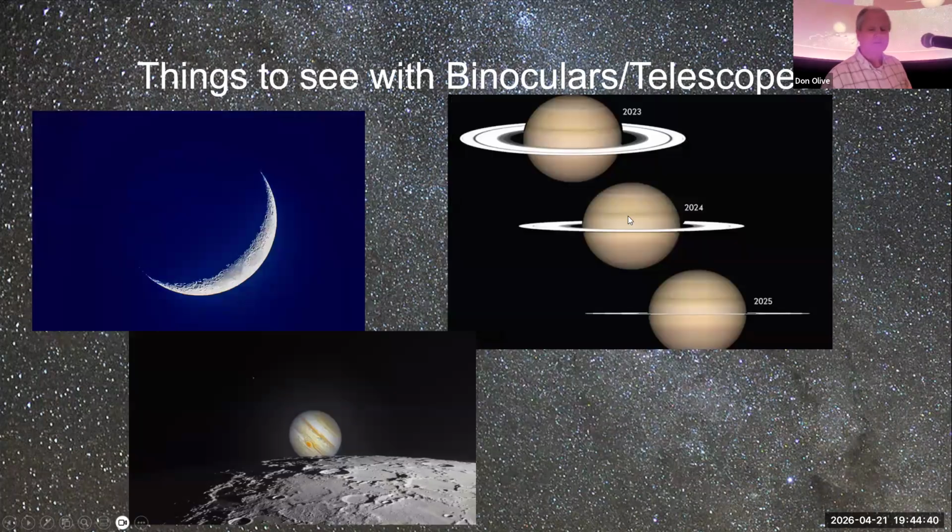Now, there are a few other things that you're going to be able to see. Of course, the moon, it's going to look just like this. Jupiter's going to look very close to this. Saturn, I think, is coming up early in the morning now. Be very early. You'll be able to see it. It's transitioning back towards something like this now.